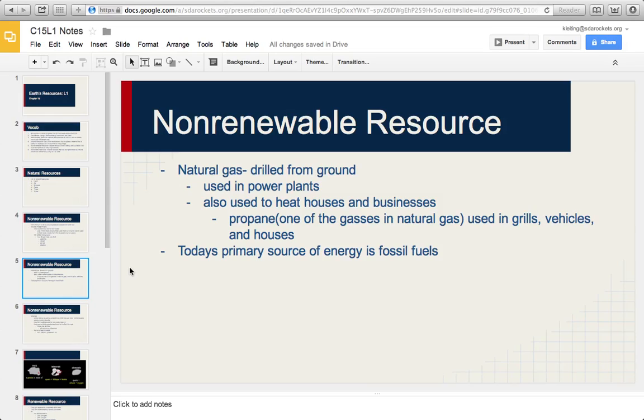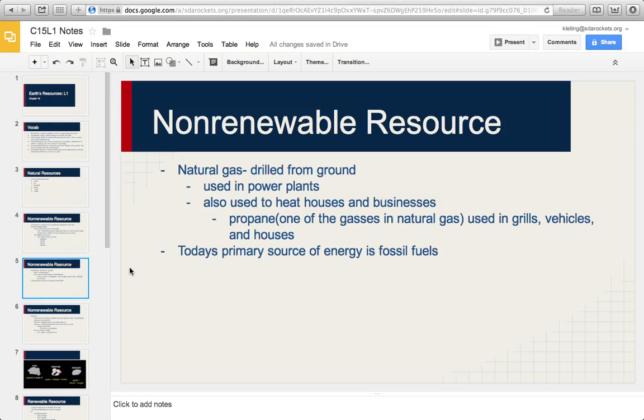We're talking about vehicles here, we're talking about like skid loaders and things like that, and in houses. So when we're talking about heating houses and businesses, if you've ever heard somebody say that their pilot light went out, that's what happened. They have a house that's heated by natural gas or propane, and that pilot light goes out, and that's what heats the house.